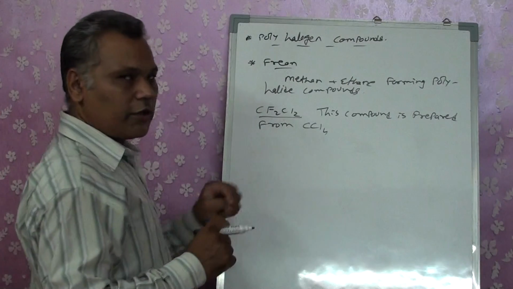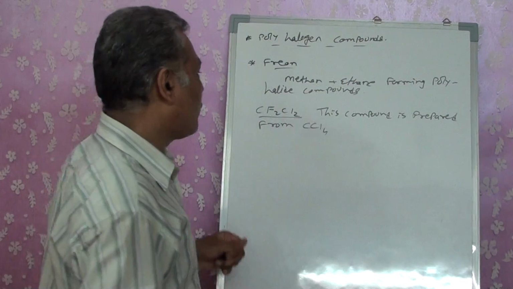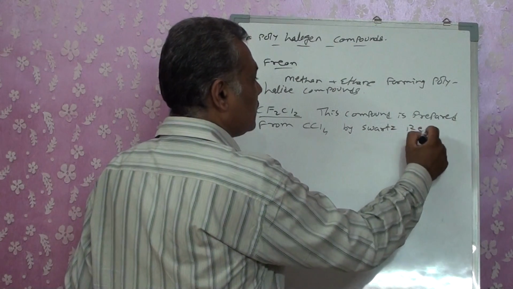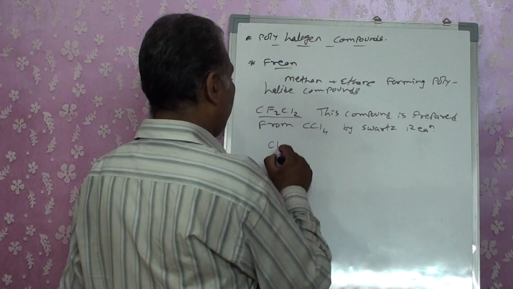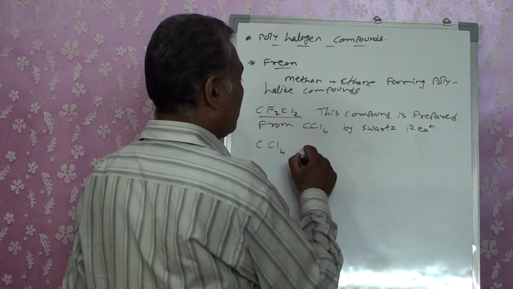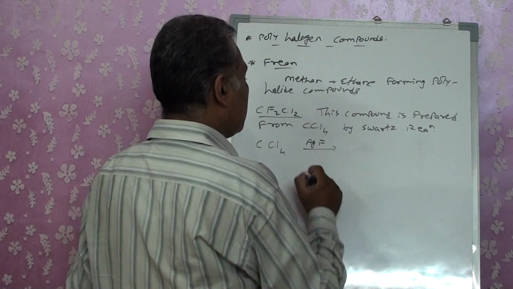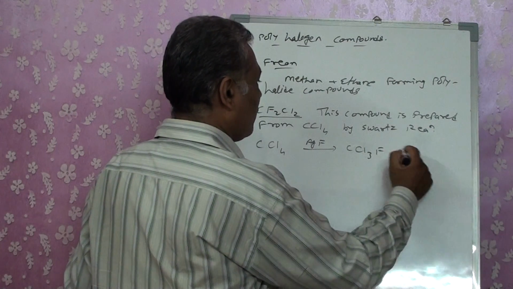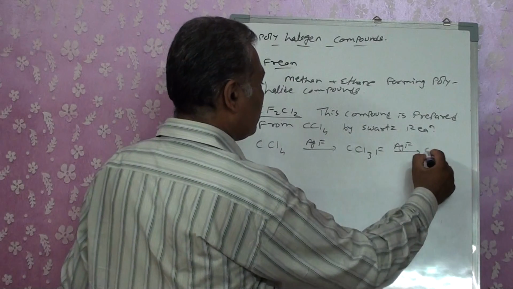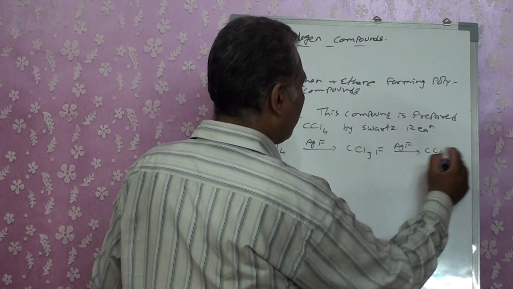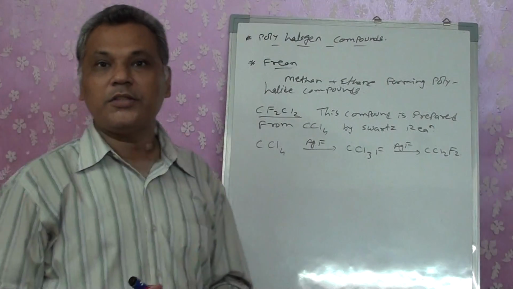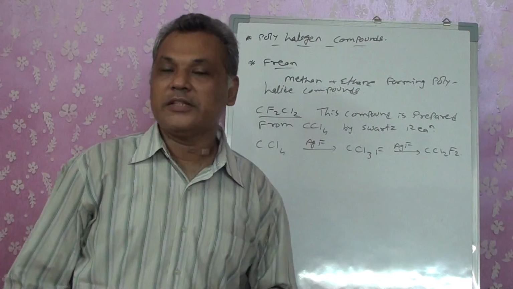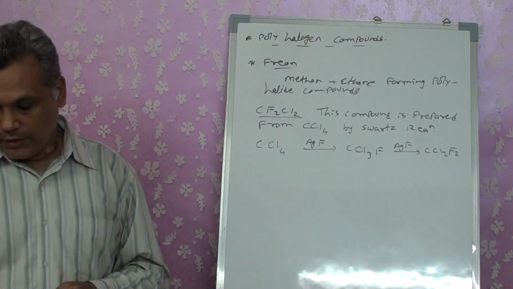carbon tetrachloride. Already in the previous topic we told that it is prepared from carbon tetrachloride by Swarts reaction, that is by an interhalogen compound. We can write it as CCl4 reacted with AgF. It gets converted into CCl3F, which on further reaction with AgF gets converted into CCl2F2. Right? It's an interhalogen replacement. When halogens are replaced, there's a Swarts reaction. Through it, it can be prepared.